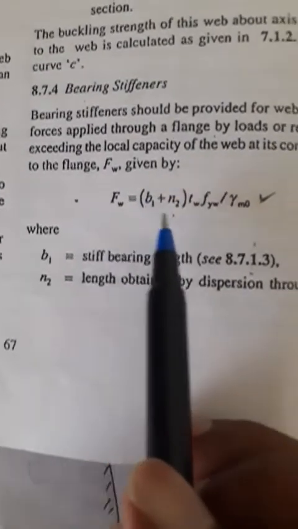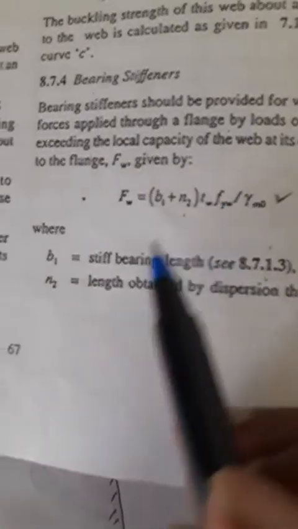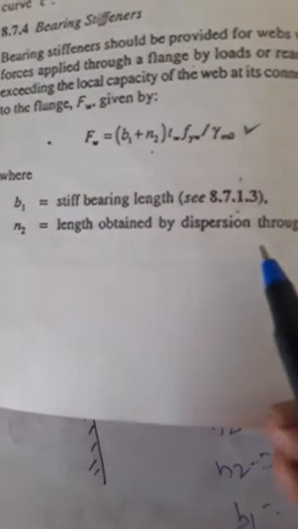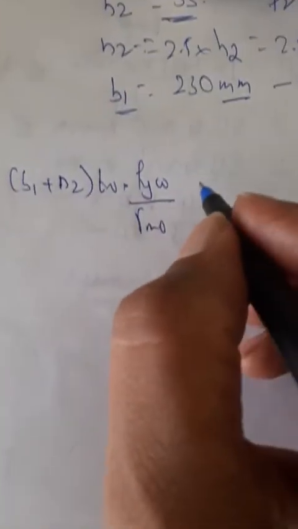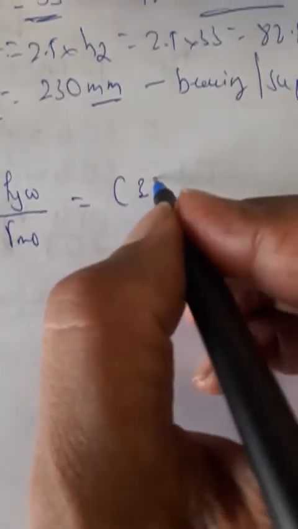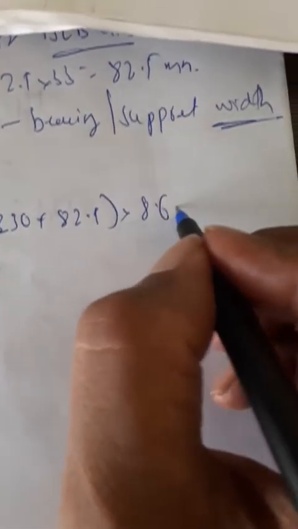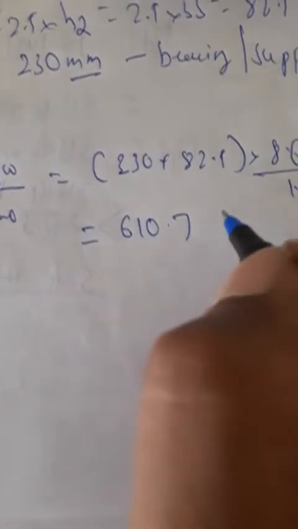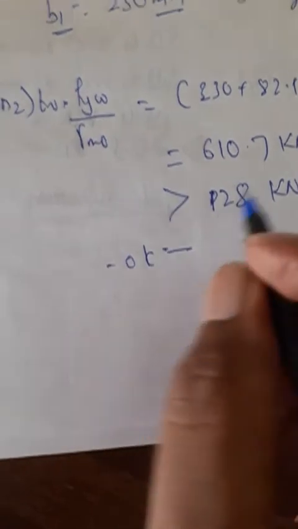Web crippling equation is given here. Fw is equal to (B1 plus N2) TW Fyw by gamma m0, clause 8.7.4, page 67. Where B1 is bearing width 230, N2 I have got that, TW thickness of the web, Fyw yield stress of the web. So Fyw is nothing but Fy. So substitute the values here. Bearing width 230 plus N2 82.5 into TW 8.6, Fyw is nothing but Fy 250 divided by 1.1. So solving all this, I get the answer 610.7 kilonewtons, and this is greater than 128 kilonewtons. This is the shear force Vu. Hence, okay or safe in web crippling.